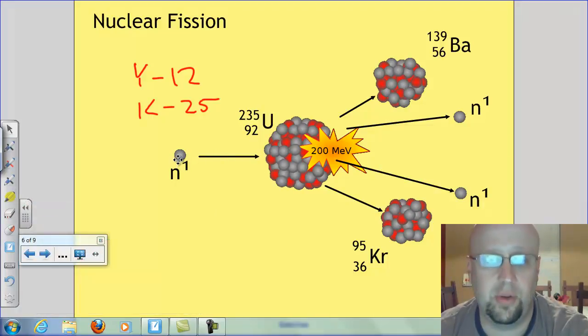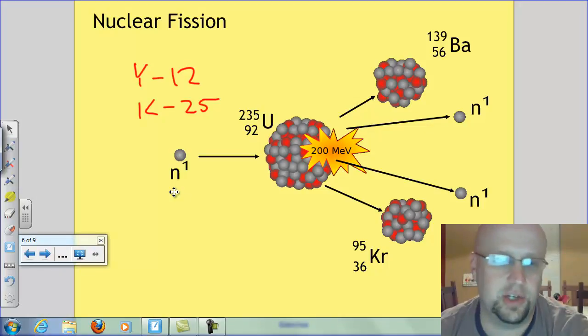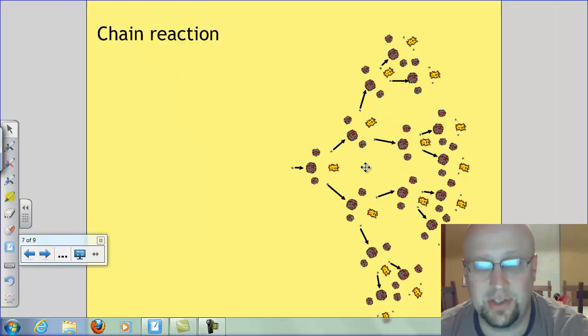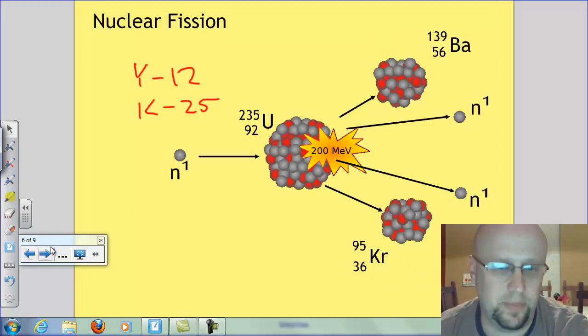Now this is what's important, because you put 1 neutron in, and then 2 neutrons and a bunch of energy are going to come out. So what's important about those 2 neutrons is that leads us to this, okay? This big giant reaction is what we call a chain reaction. This is that initial thing that we looked at on the last slide, okay?